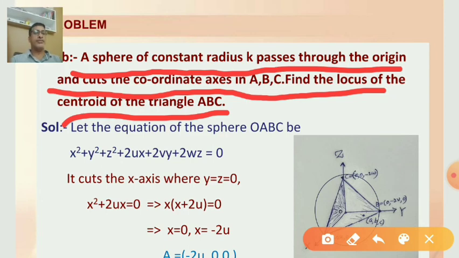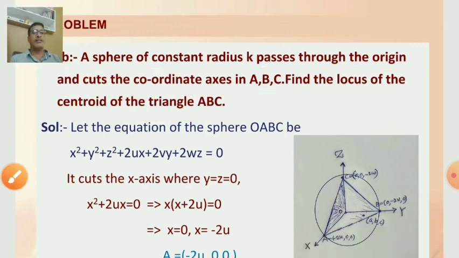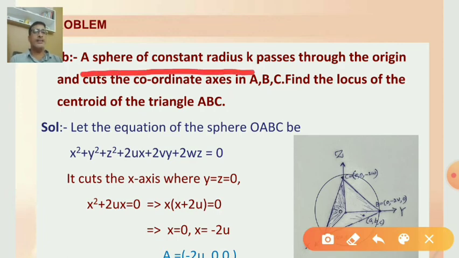Whenever we are going to solve a problem, first we have to understand what is given in the problem and what we have to do in this case. Better understanding of the problem gives rise to a better solution. Here you are given a sphere of constant radius which is passing through the origin. You can understand two things: the sphere passes through the origin, and the radius of the sphere is k.